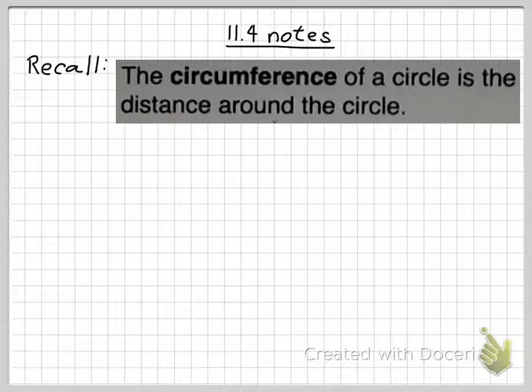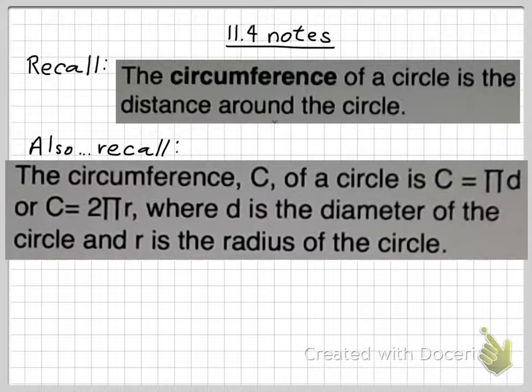Another piece of review is that the circumference C of a circle is C equals pi times diameter, or C equals 2 pi r, where d is the diameter of the circle and r is the radius of the circle. So write these down, get caught up.